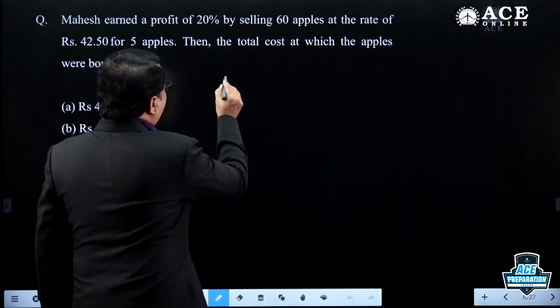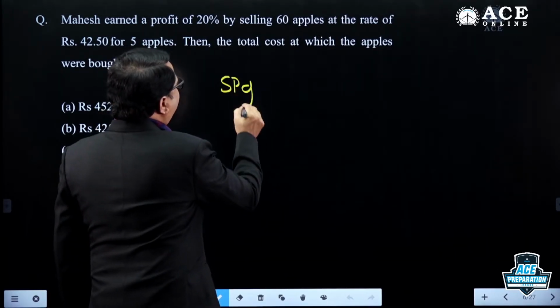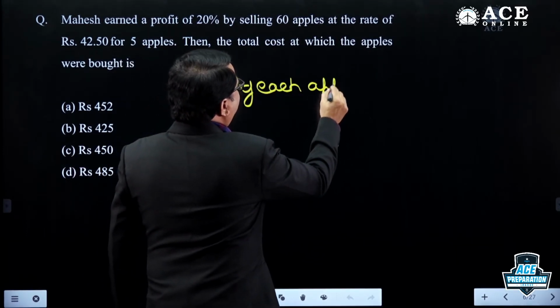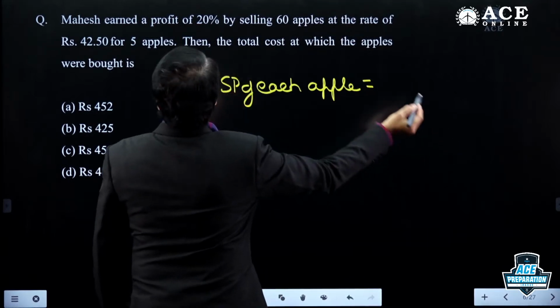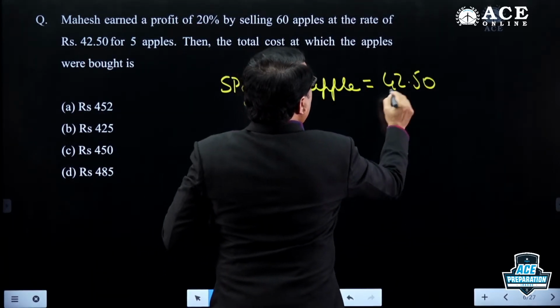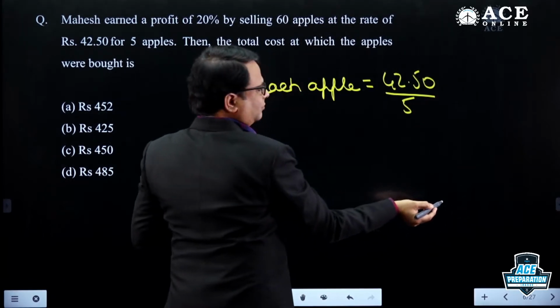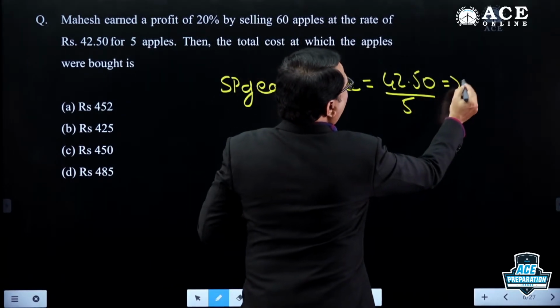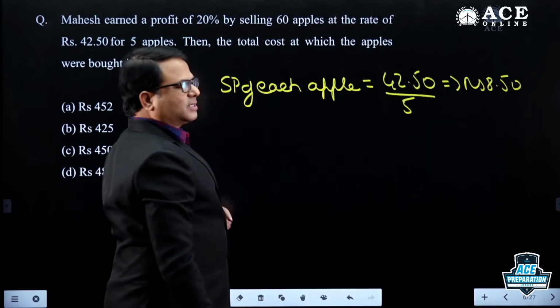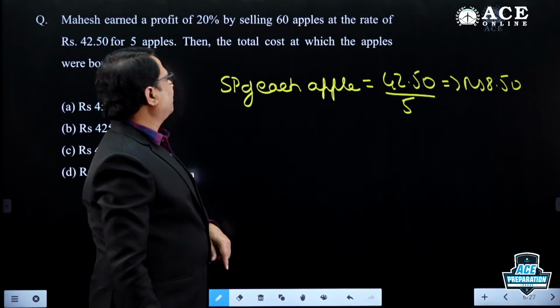Right, now what is the selling price of each apple? Selling price of each apple: 42.50 divided by 5. That will give you rupees 8.50. So this is the selling price of each apple.